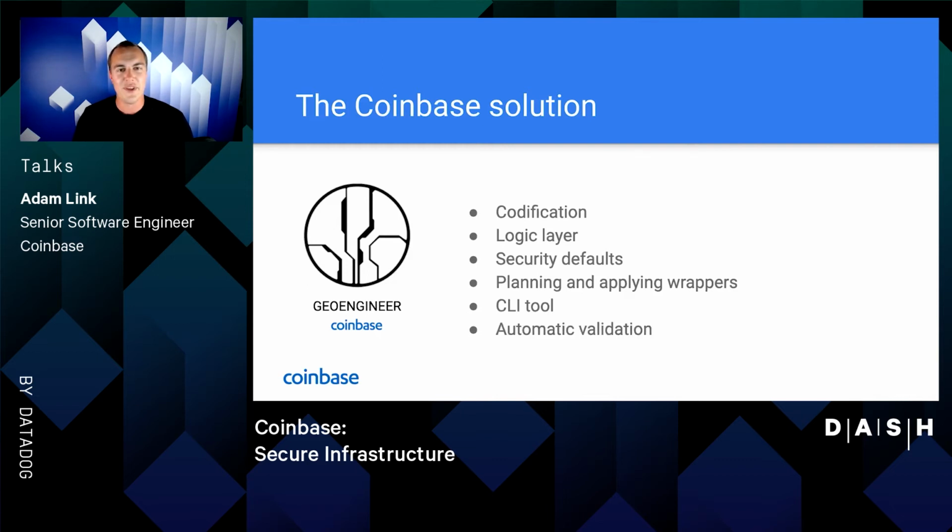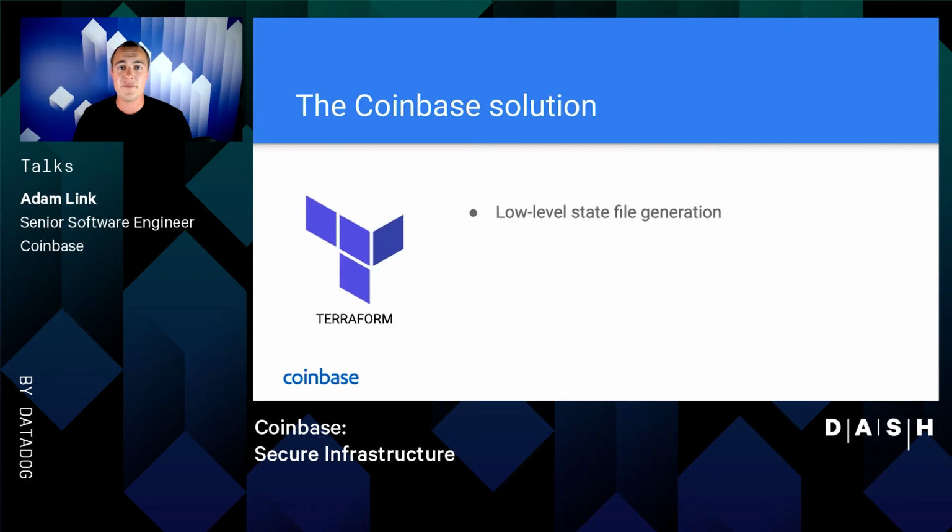The other really cool thing about GeoEngineer, and I'll get into this later, is automatic validation. So we're able to kick out an infrastructure change set that we know will fail when it gets built in the cloud automatically. And we can do that before we even begin building cloud resources, which helps developers get feedback faster about the infrastructure that they want to build.